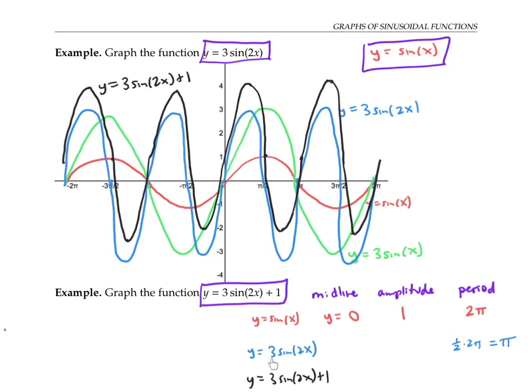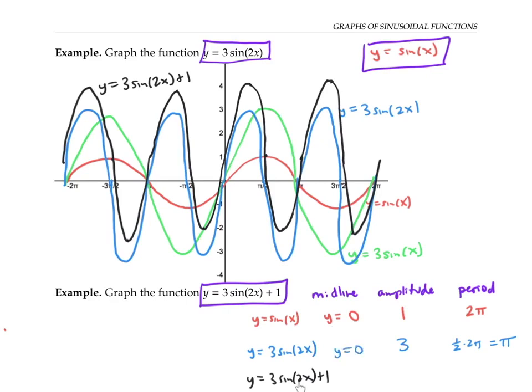But the 3 on the outside does affect things. Well, in particular, it affects the amplitude. Since everything is stretched out vertically by a factor of 3, the amplitude of 1 gets stretched to an amplitude of 3. In this case, the midline doesn't actually change because multiplying a y value of 0 by 3 is still a y value of 0.